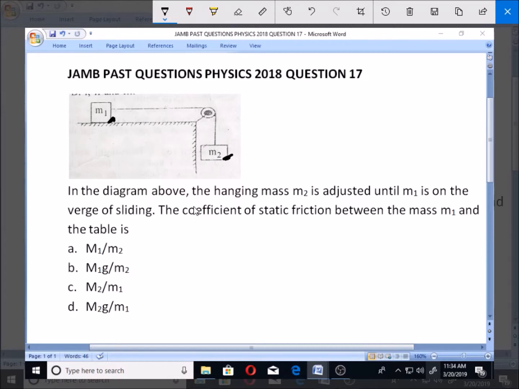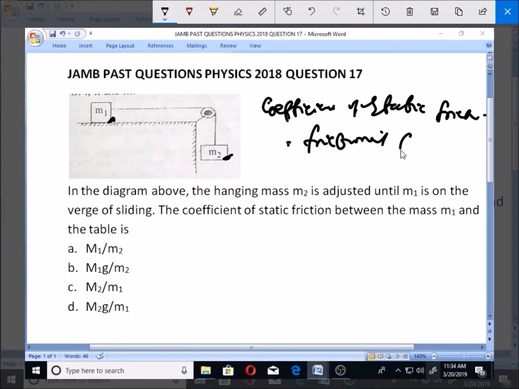So how do we go about solving this? Question number 17. Now, in order to appreciate this question, we need to understand what coefficient of static friction is. Coefficient of static friction is actually the frictional force F all over the normal force R. So that is what coefficient of static friction is.